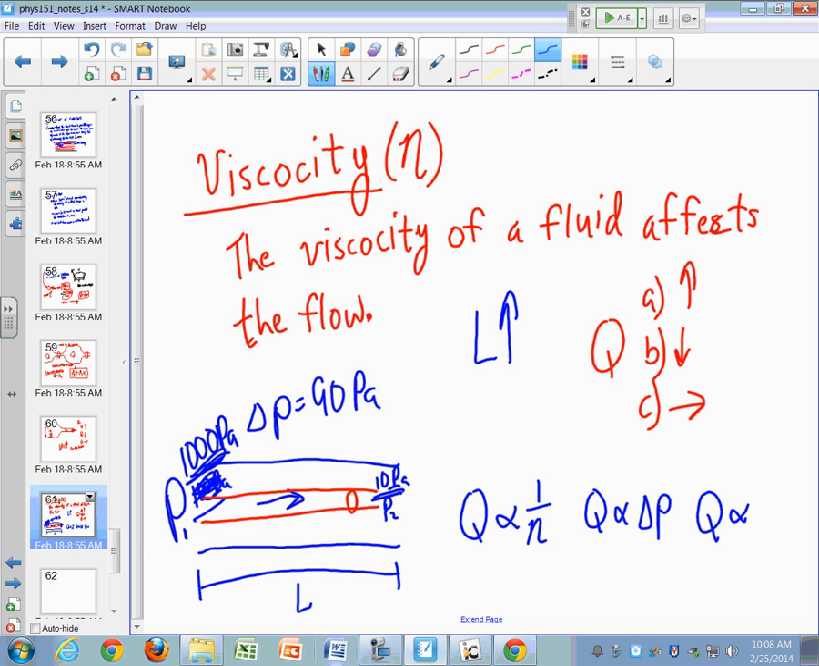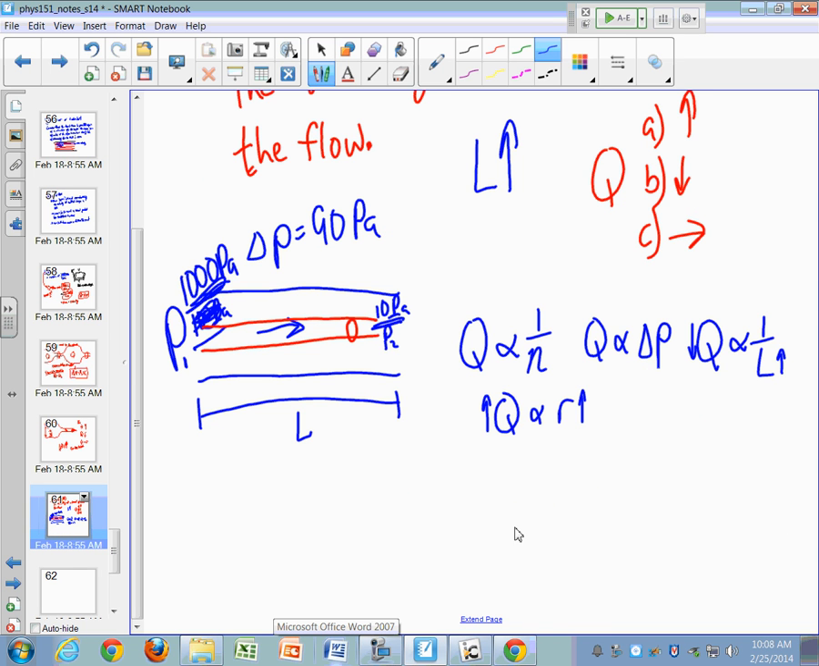So we have Q is inversely proportional to L. That means that as L goes up, Q goes down. And then Q is directly proportional to R. That means if R gets bigger, Q is going to get bigger.